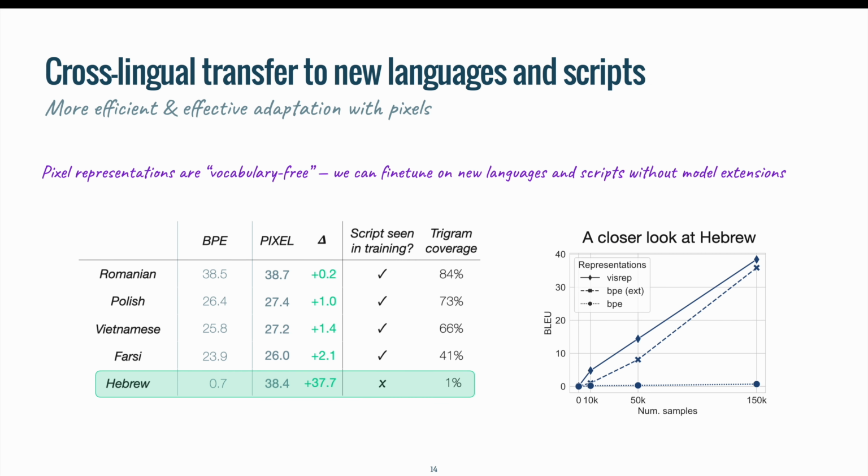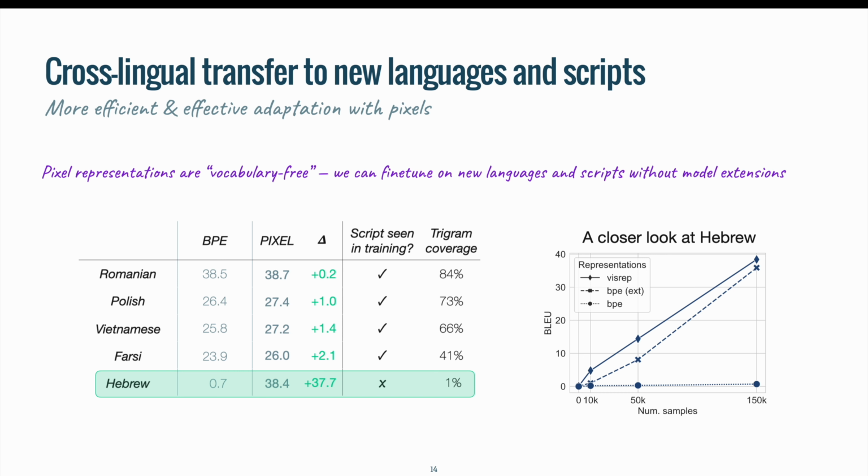Pixel representations are vocabulary-free. As seen in prior work, they can be directly fine-tuned on new languages and scripts without changing the model vocabulary embeddings. Using a smaller multilingual model trained on 7 language pairs, we investigate the efficiency and effectiveness of cross-lingual transfer to 5 languages with different degrees of vocabulary and script coverage and pre-training, from high coverage to an unseen script.